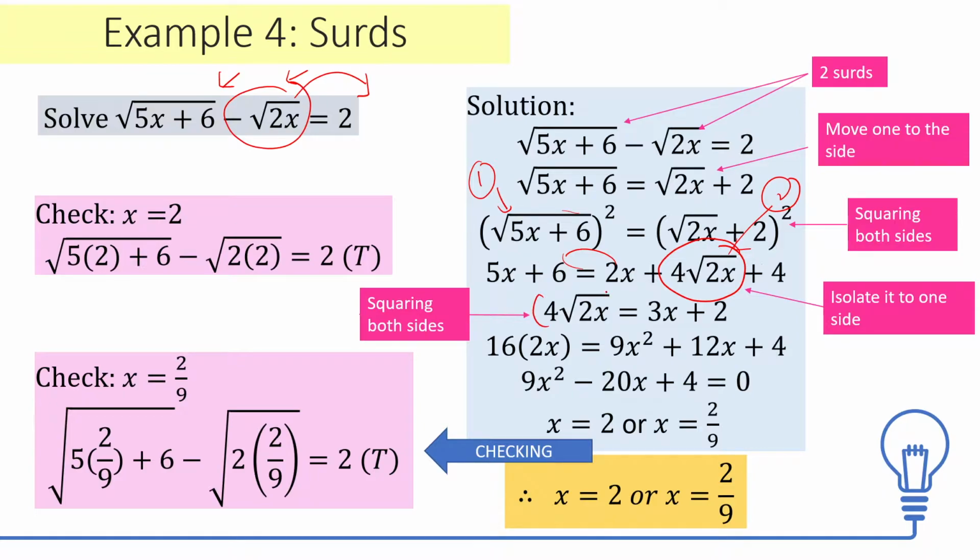Now we do the strategy again, squaring both sides. And then remember this squaring, surd is disappeared, it becomes 2x. And 4 squared is 16. And then this is a squared plus 2ab plus b squared. And simplify. Okay, and this one key into calculator, and the calculator gives you 2 and 2 over 9. And we substitute back into the original equations, and both are true. So our answer is 2 over 9.